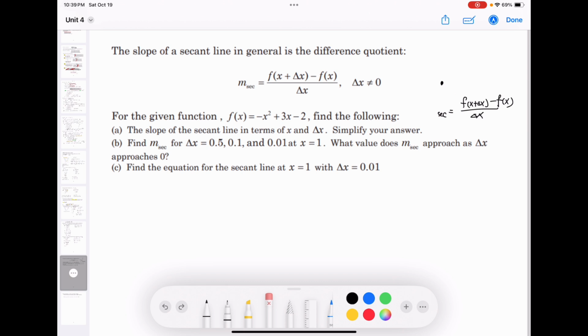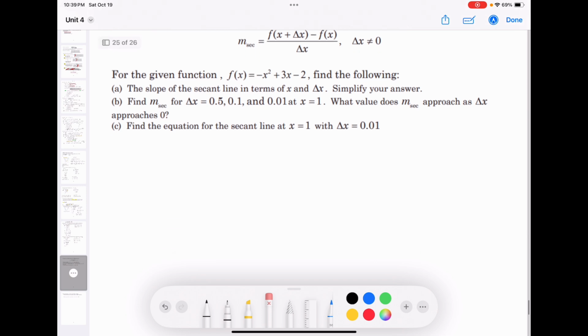Okay, let's clear this place, and then let's move on to see the first example. If I have a function f of x is equal to negative x squared plus 3x minus 2. First one, find the slope of the secant line in terms of x and delta x. Now, I don't have two points. If I have two points, I can find the slope of the secant. Now, I don't have the two points. How to find the slope of the secant line in terms of x and delta x?